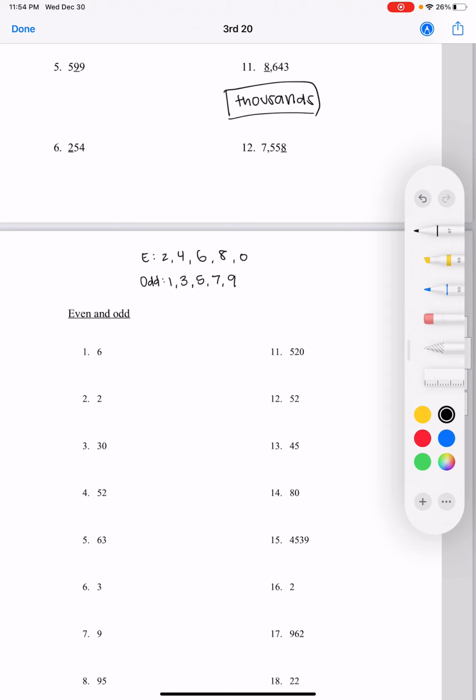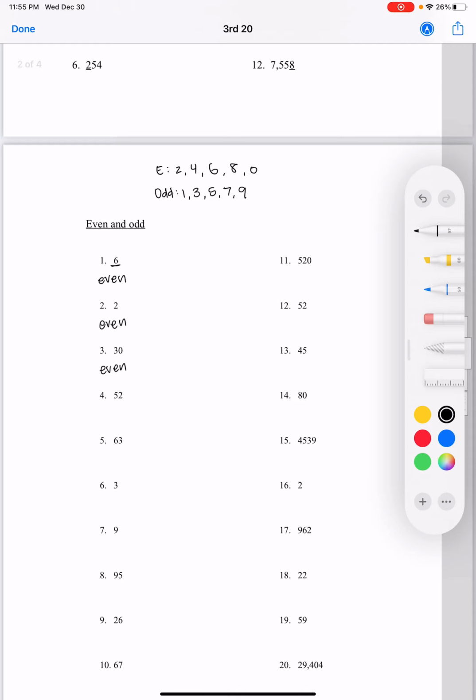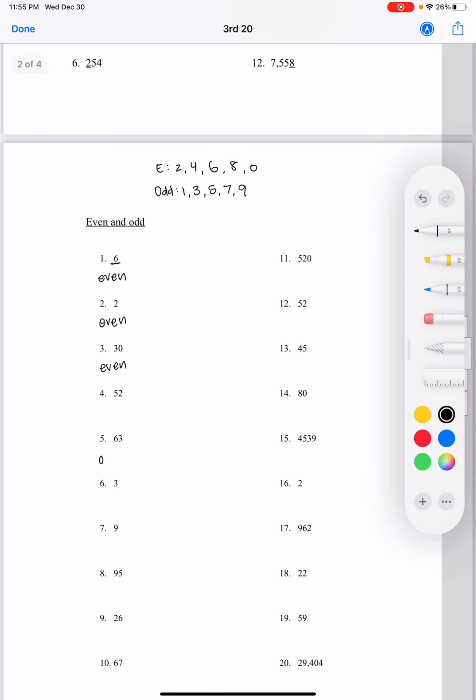If we look at number 1, we see the number 6, and 6 is in the even section, which means that this number is an even number. For number 2, 2 is also in the even section, which means that this is an even number. 3 is also even. Let's see number 5. It ends in 3, which is in the odd section, which means that it's an odd number. So when you try to determine even and odd numbers, you don't need to look at any other number except for the last number, the number on the way right, and see if it is a number that is even or odd.